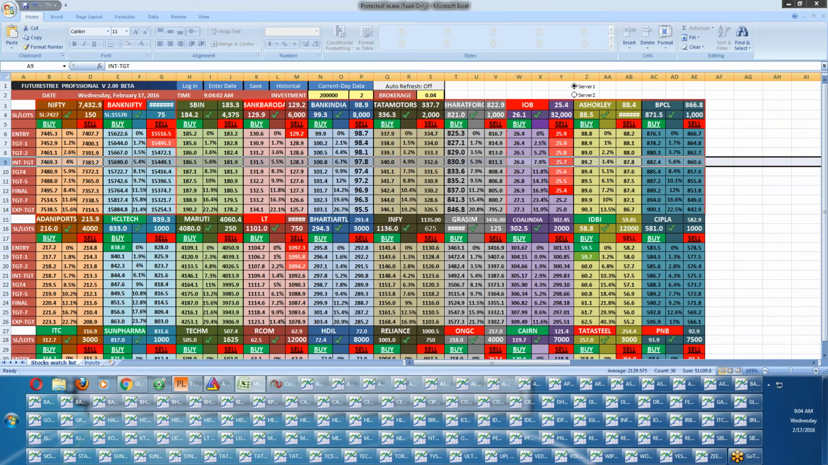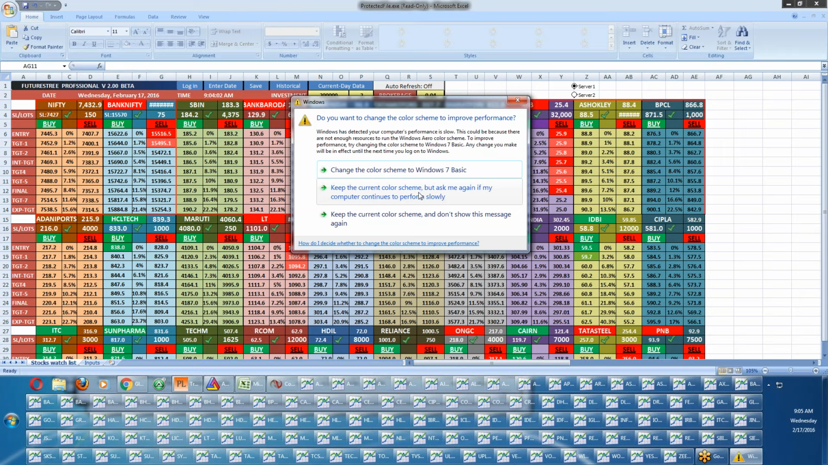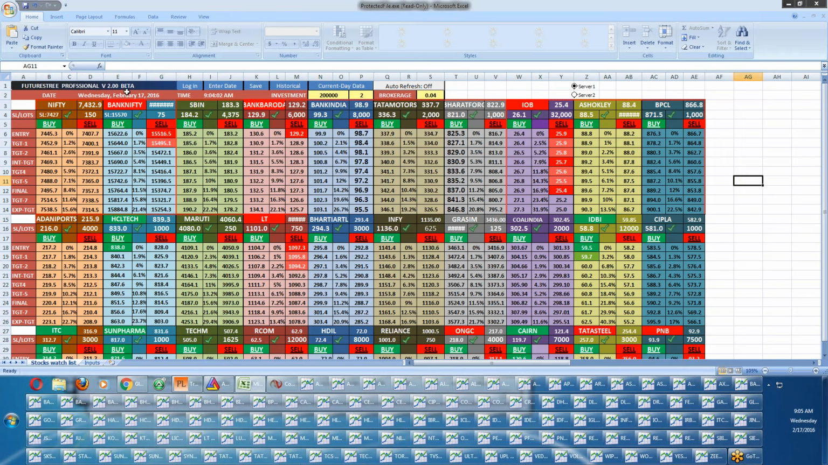So it's very simple. What you do is, in the morning you just log in with your ID and enter the date. Enter the date in the sense it's the previous trading day, and you click on the historical data. Once you click on the historical data, it will fetch the data, and right at 9:15 you just click on the current day data button, and as soon as you click on it, you'll get your entry prices on both the buy side and the sell side. Then just put it on auto refresh mode, and you can start your trading.